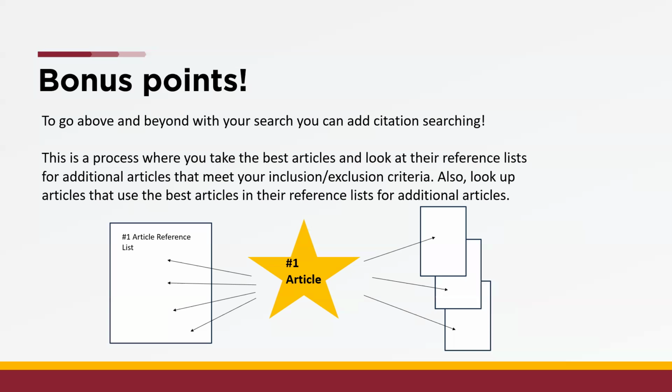And then the same going forward in time. So other papers that have used your number one shiny star article as a reference. That article appears in the reference list of these other papers, ones that didn't show up in our search results for some reason, but might meet our inclusion exclusion criteria. Let's throw those in the pot as well. Usually you're not going to be finding a ton from this, but usually there is something, which is why the literature says it's kind of good to do this, but it is a little bit above and beyond. So like I said, bonus points.